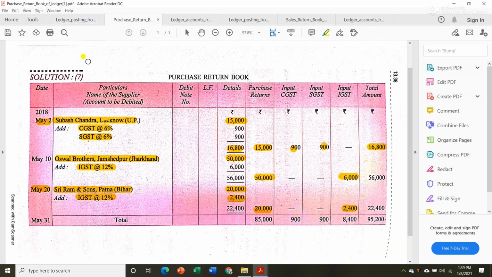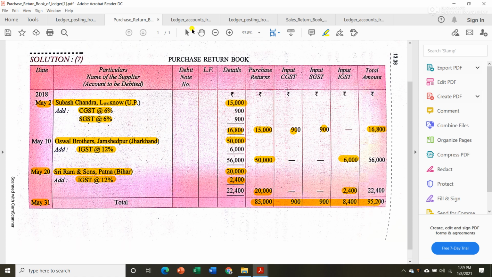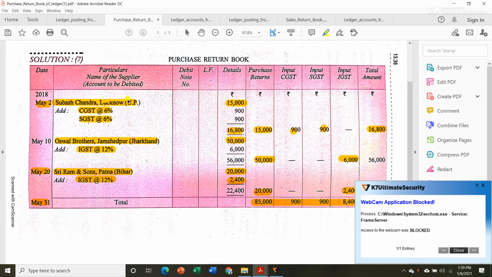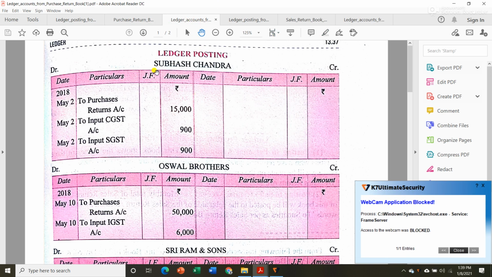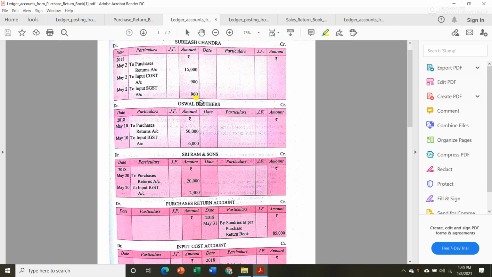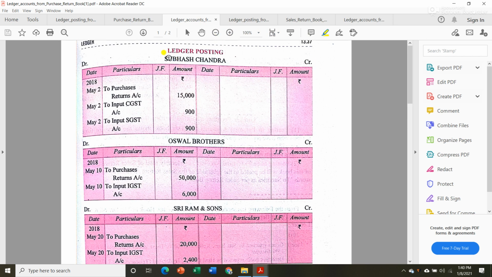Now since we don't have any further transactions, we are going to find our total on May 31st, total of all the 5 columns. Now let us see how we are supposed to post ledger accounts from purchase return. See, in here we have 3 parties, so we will prepare 3 parties' ledger accounts. Okay, this one is perfect. Subhash Chandra, then Oswal Brothers, and last Shri Ram and Sons.